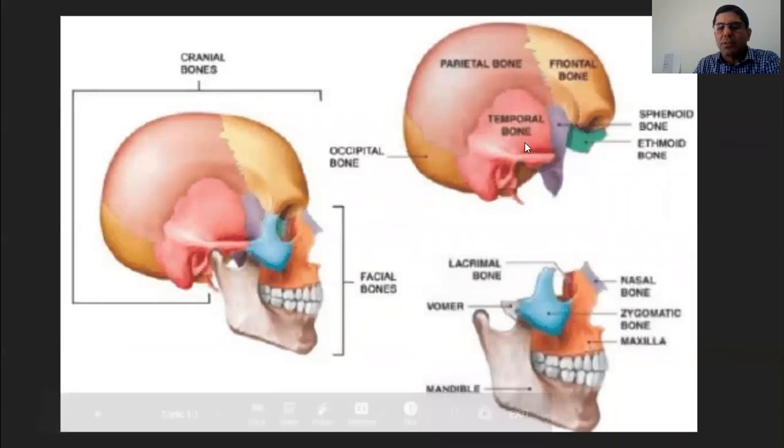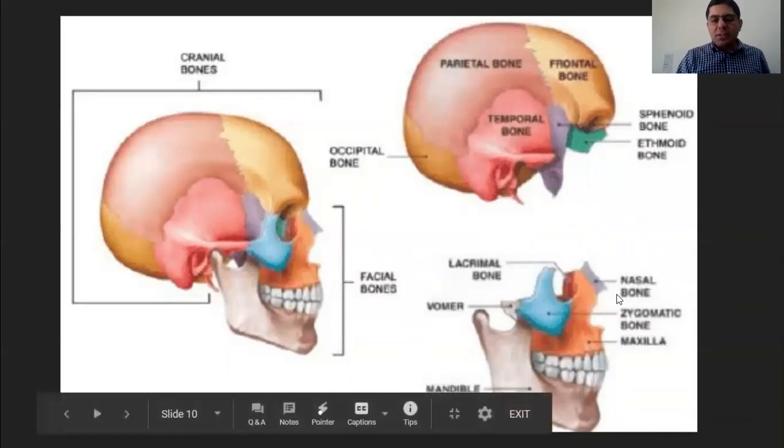Again, more views, cranial bones and the facial bones here. This is the two parts here. So it's segmented into 2 pieces. Remember that most of the nose is cartilaginous, and only a small part is the nasal bone, which is at the top.